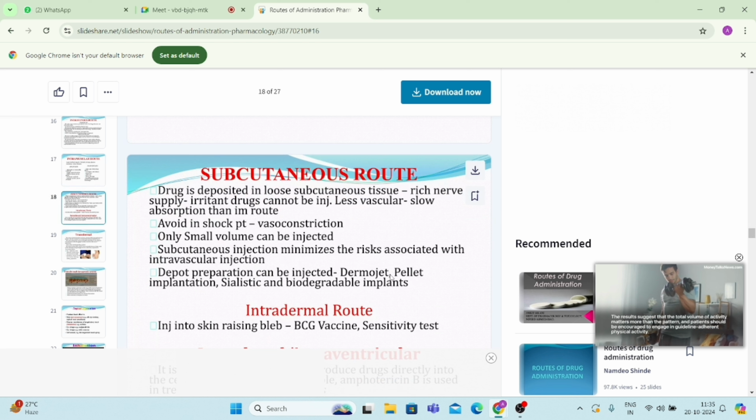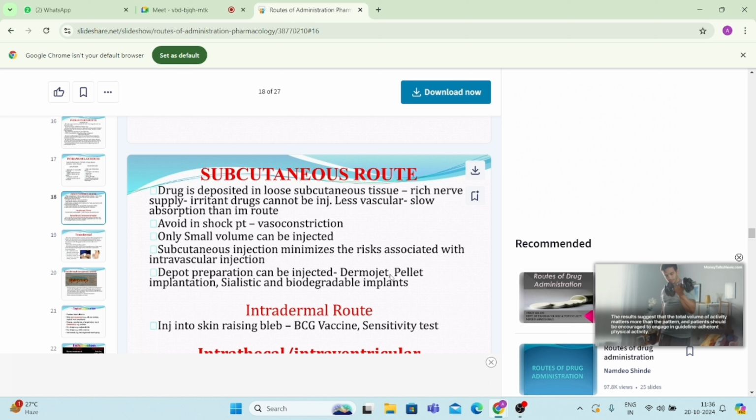Next, let us talk about subcutaneous. So subcutaneous in the sense you will be giving in the subcutaneous tissue where the nerve supply will be more. Okay, and here we need to understand that irritant drugs cannot be given as injection. And next thing is less vascular, that is slow absorption than the IM route. And this can be avoided in shock patients, vasoconstriction. Only small volumes can be injected.